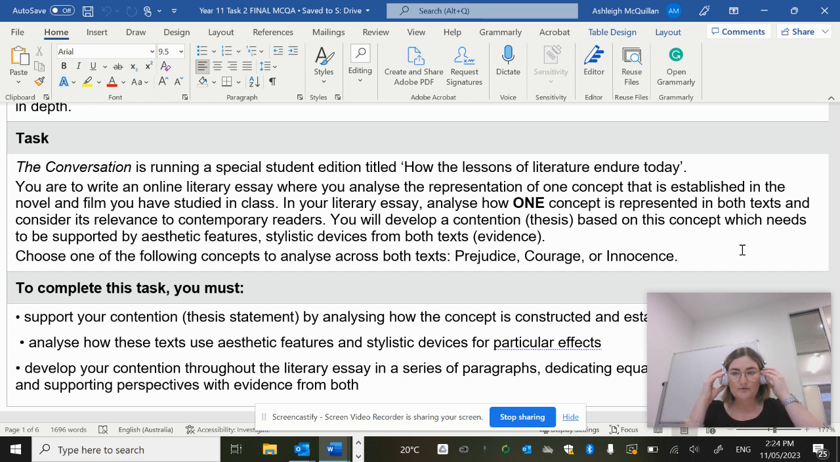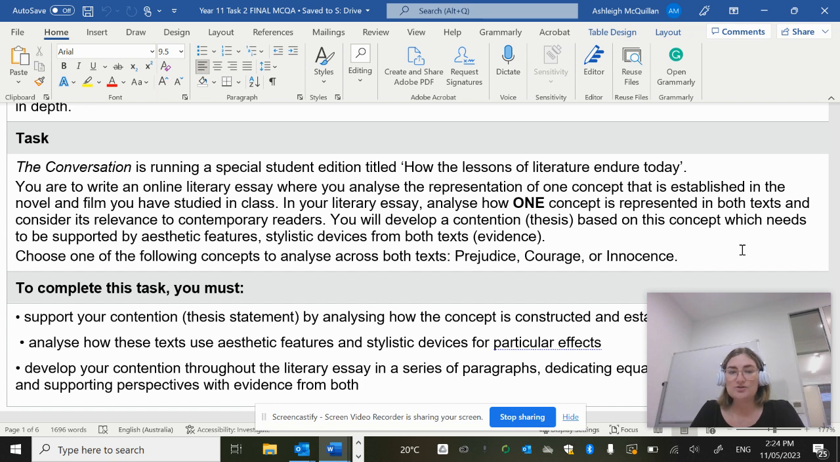So, for example, if you're talking about To Kill a Mockingbird and The Help, you might be discussing how prejudice is still relevant today. Okay, and you'll make links through that throughout your literary essay. Now, in order to have your own voice, which is what is required of you, you need to contribute to the conversation, so to the discussion around why these lessons are still important. You need to have your own perspective on the issue.